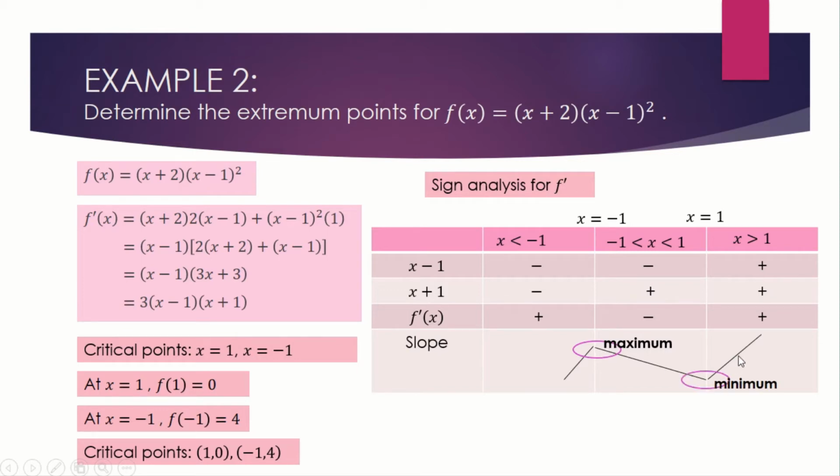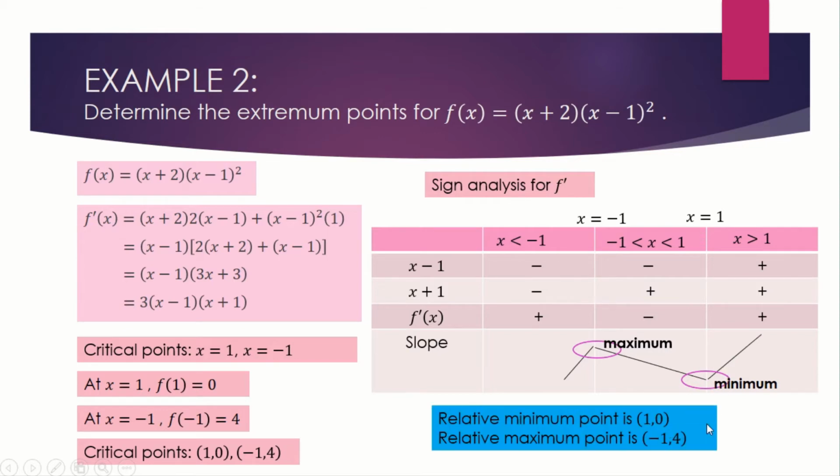Alright, similarly here, if we join these two lines, on the right of x equal to 1 and on the left of x equal to 1, both lines join together. So you can see that f is minimum at x equal to 1. Right? So therefore, we get the relative minimum point is (1, 0). And the relative maximum point is (-1, 4).